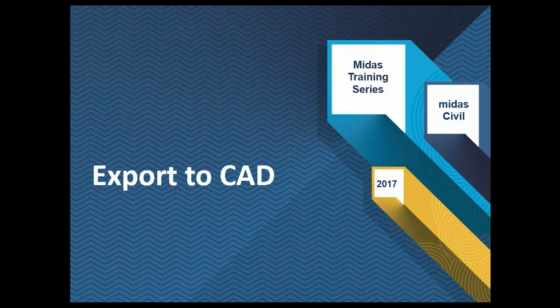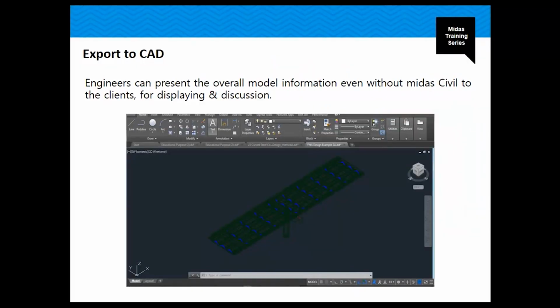in which you can export this model to CAD, either to centerline or to the entire hidden or render option, and then you'll be able to have something like this where you have the 3D model. You can present the overall model information without using MIDAS Civil to the clients, or just for displaying purposes or discussions. You'll be able to generate a rendering like this one and export it into AutoCAD.